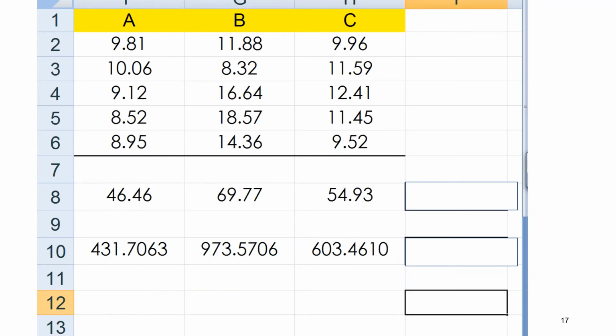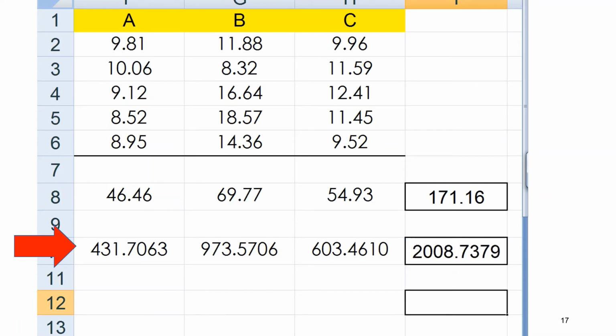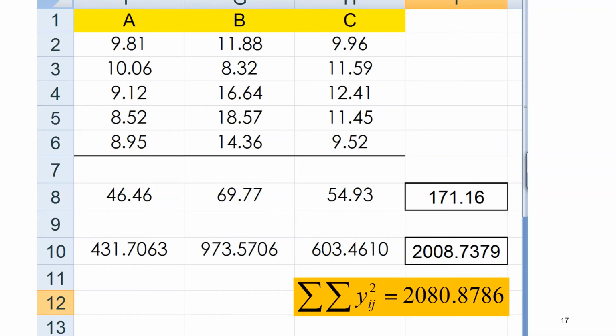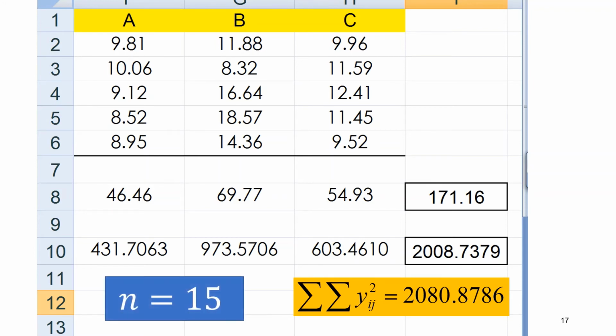Next, get the total across the columns for each row. For the row of sigma y, the total is 171.16. For the row of the square of the sum divided by the sample size, the total is 2008.7379. Calculate the sum of squares for all observations. That is double sigma y squared, which is equal to 2080.8786. The number of observations is 15.